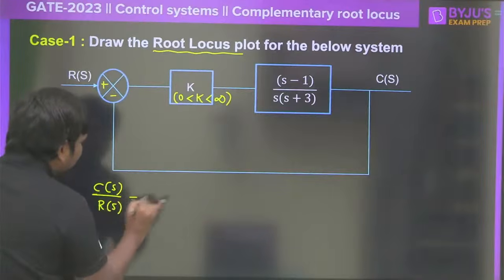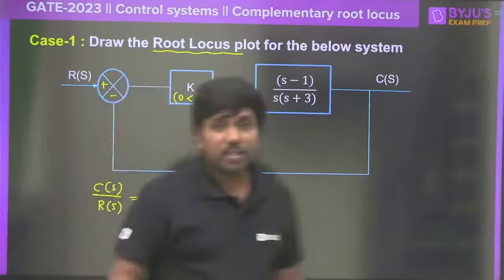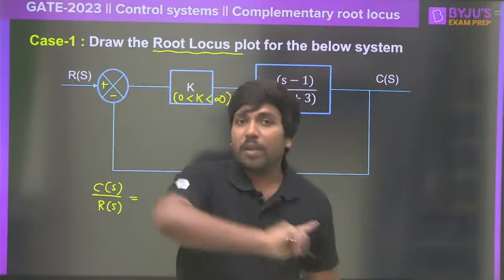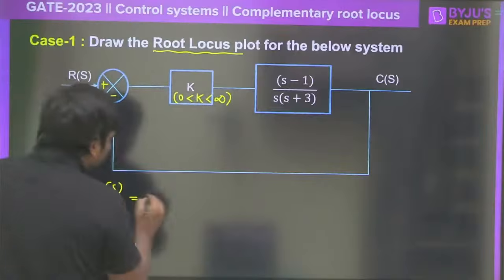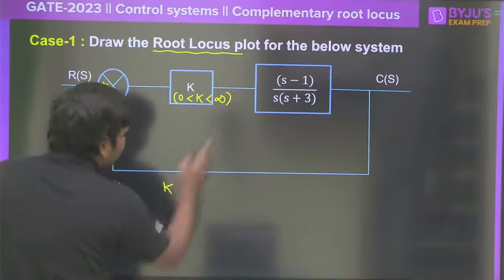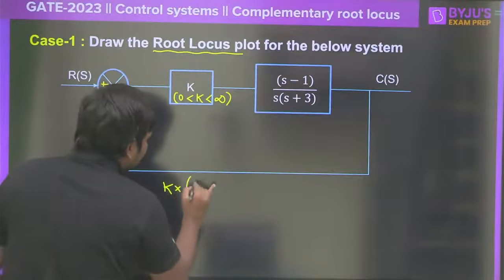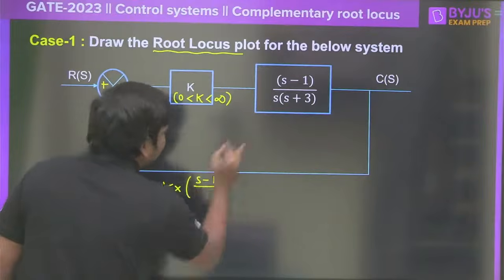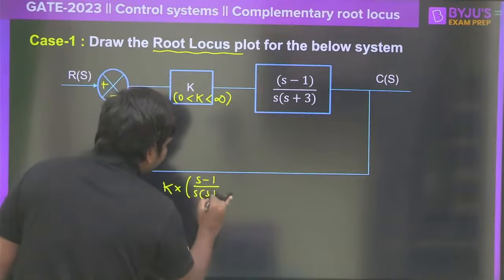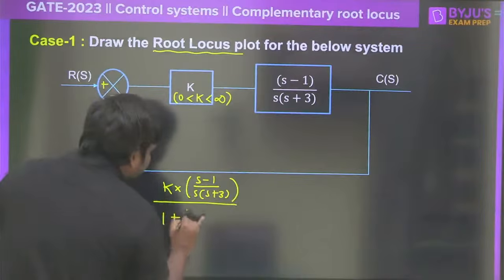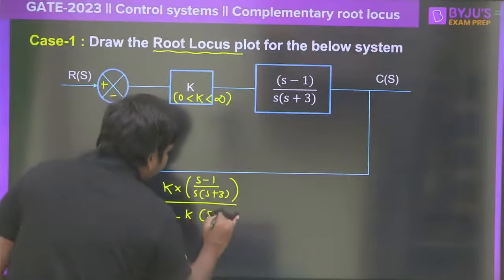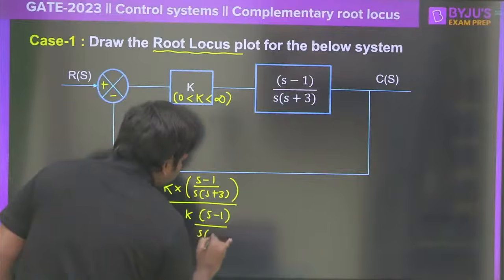G1, please hold for some time. You will understand why I mentioned that, how the things will be connected to the feedback. Don't come to any conclusions right now. So this is equal to k into s minus 1 divided by s into s plus 3, of course, right? s into s plus 3 whole divided by 1 plus k into, of course, s minus 1 divided by s into s plus 3. Am I right?